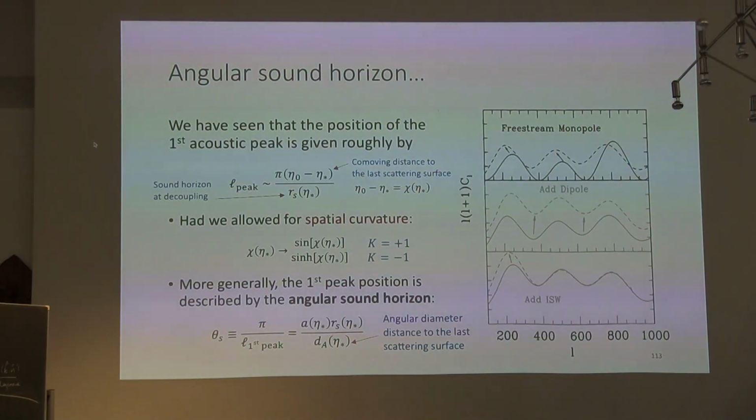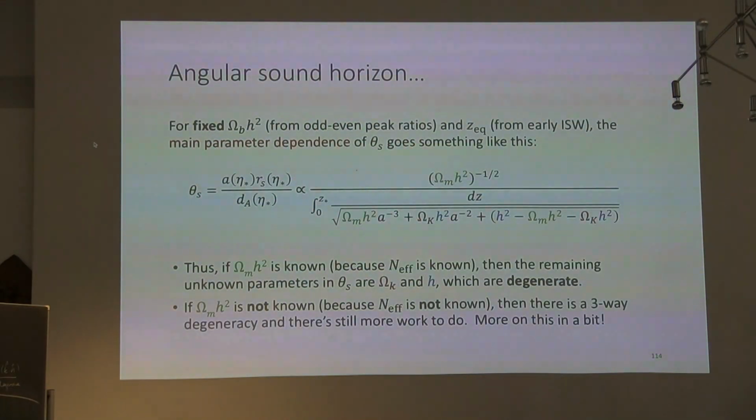Now, if we examine the parameter dependence of the sound horizon, by just plugging in what we expect for these dA and things. After several lines of algebra, what you arrive at is a parameter dependence that looks something like this. We expect this to depend on omega m. It will also depend on any spatial curvature that we have in the universe. It will depend on the Hubble expansion rate. And so these are the 3 parameters, 1, 2, 3.